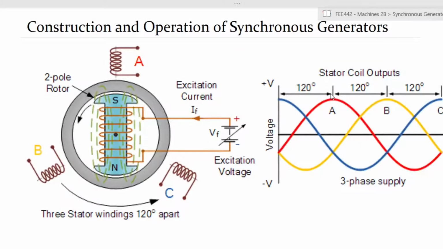So this is the session on synchronous generators. We will start with the construction and operation of the same. Straight away, to get started, what you're seeing on the screen, I believe you're seeing it on the screen, is the construction of a synchronous generator.